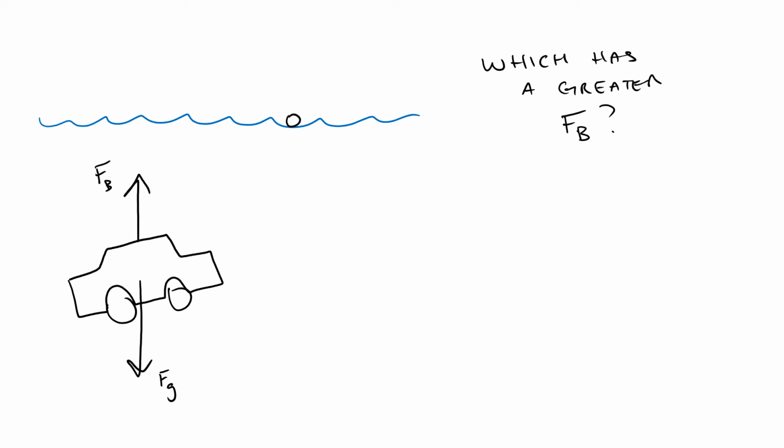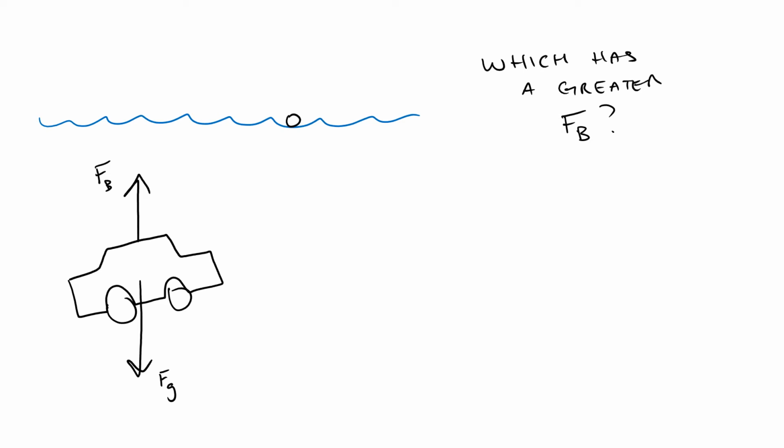When we look at this ping pong ball, I drop it in, it just barely pushes any water out of the way. It's not displacing really anything. It is displacing some. So the mass is very, very small. It's only pushing a little bit. So it's a very small buoyant force.